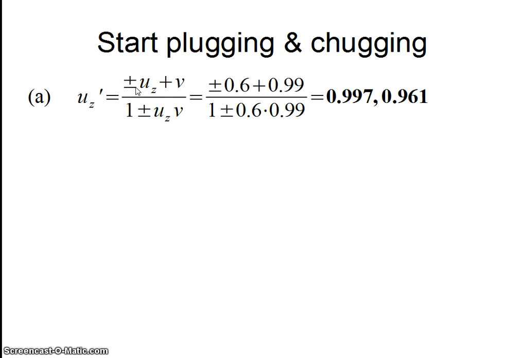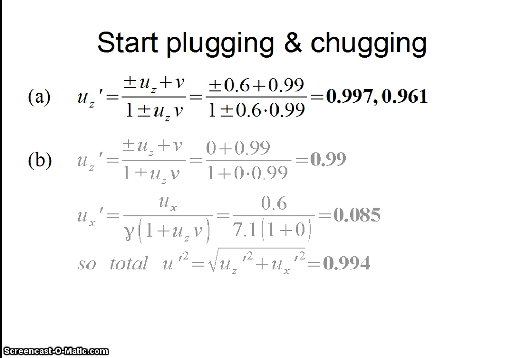V is the relative speed of the frames, and I stick numbers in and I get these answers: 0.997 for the forward going particle and 0.961 for the backward going particle. Those are actual answers for speed, or speed over speed of light.